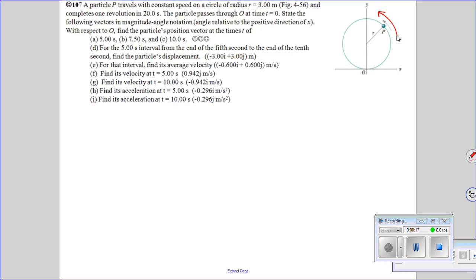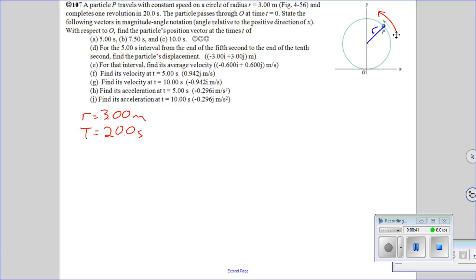We're given our radius, 3.00 meters. And we know that the period is 20 seconds, right? Because it says it completes one revolution in 20 seconds. All right, and then we know that at time 0, our position is 0. Now, we got to do something a little bit weird here. They've called this distance here our radius, which is 3 meters.